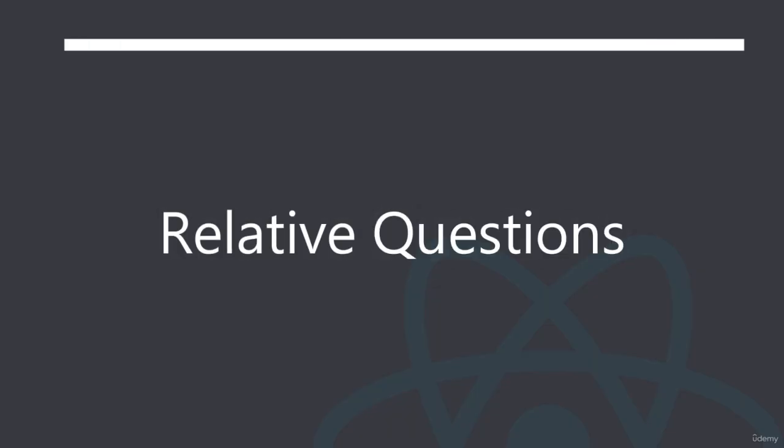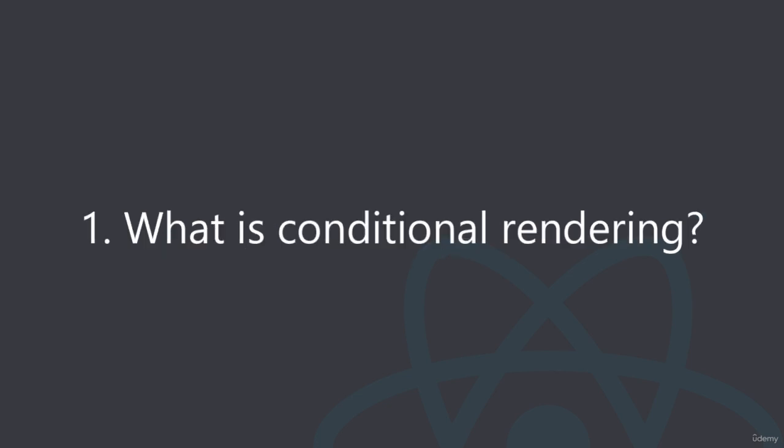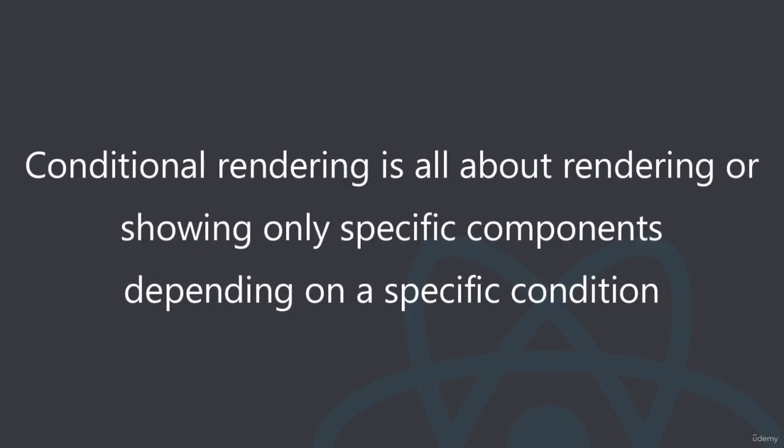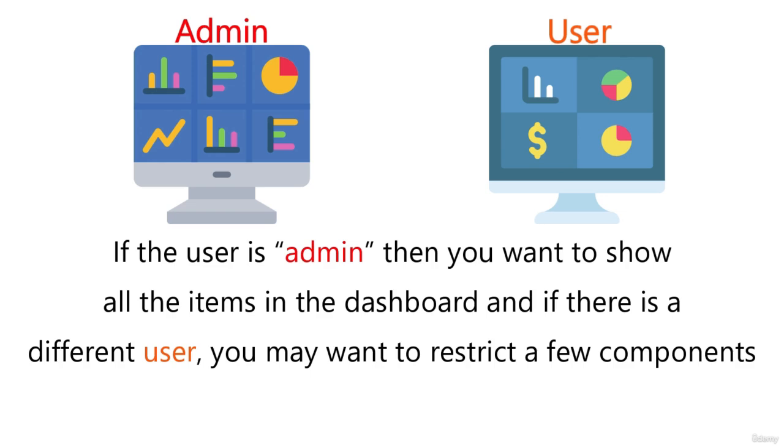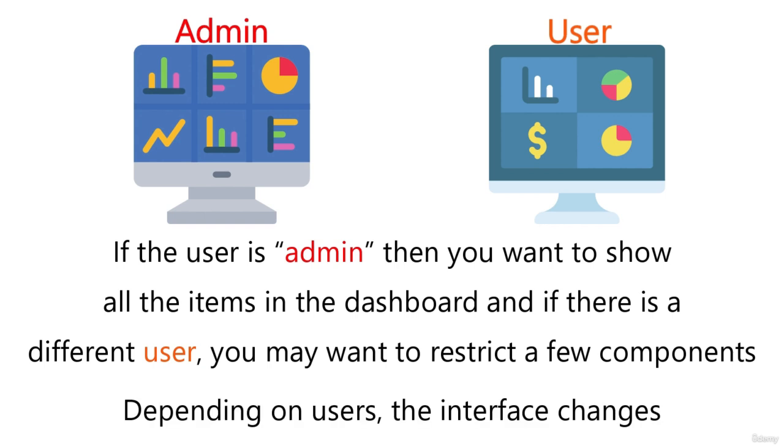The question one can ask is, what is conditional rendering? Conditional rendering is all about rendering or showing only specific components depending on a specific condition. This is very useful in day-to-day UI development. For example, if the user is admin, then you want to show all the items in the dashboard, and if there is a different user, you may want to restrict a few components. Depending on users, the interface changes. This is a very common example you can think of for conditional rendering.